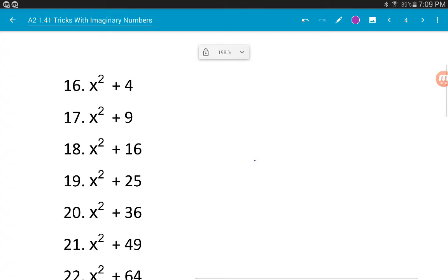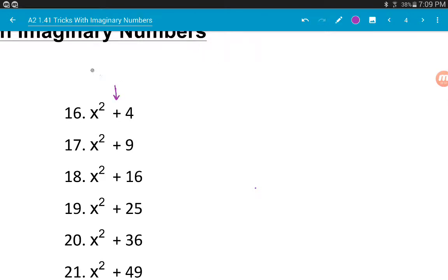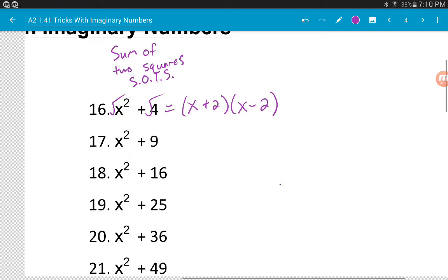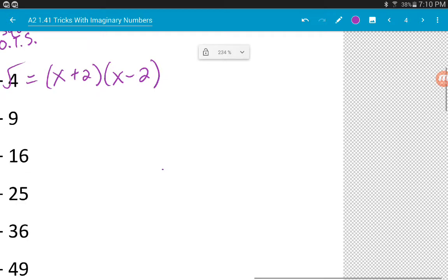For the right-hand column, these are all addition. This is the sum of two squares, or oddly we are going to call it SOTS. You can tell because of the plus. So plus, plus, plus, plus. These are all going to have imaginary numbers in it. I would love to say that I could do this, just square root both of these, right? x plus 2, x minus 2. But I can check.